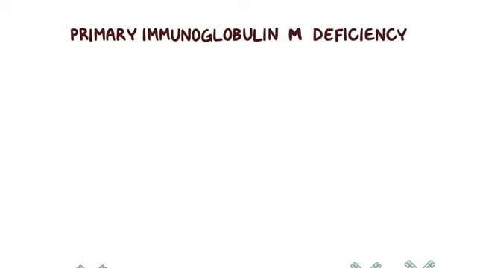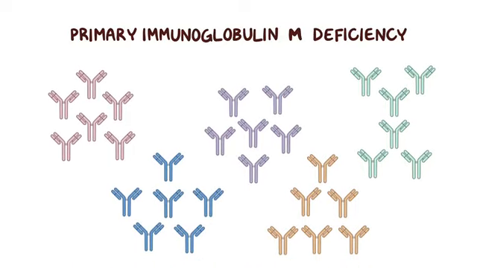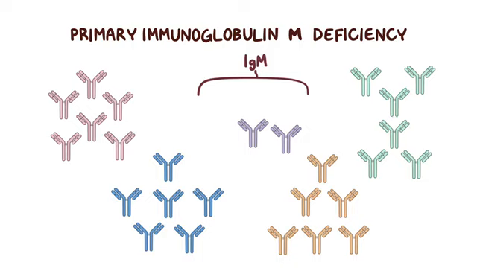In isolated primary immunoglobulin M deficiency, there's a decrease in the number of IgM antibodies in the blood, while the levels of other types of antibodies remain normal. Let's take a look at how B cells end up secreting different types of antibodies.